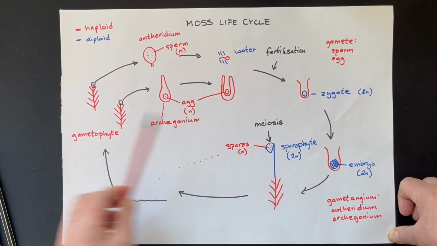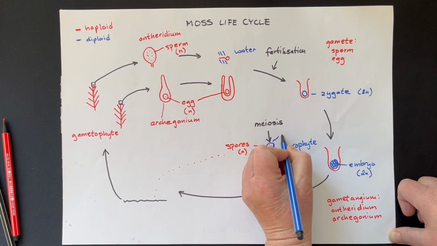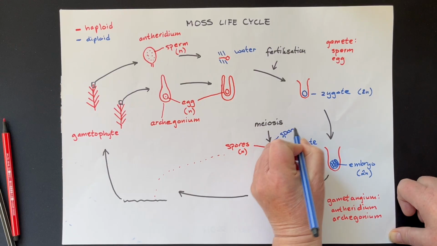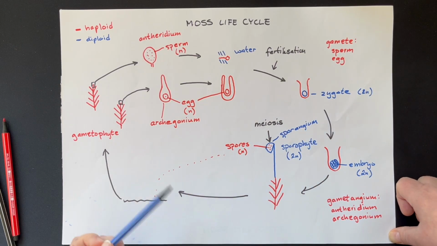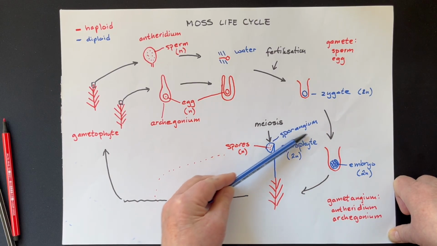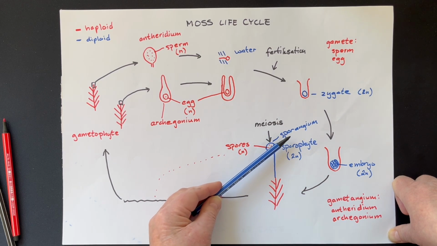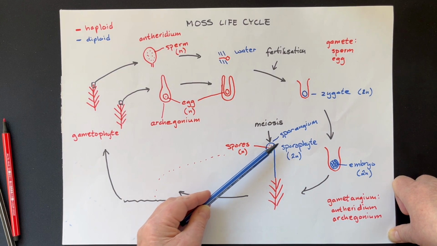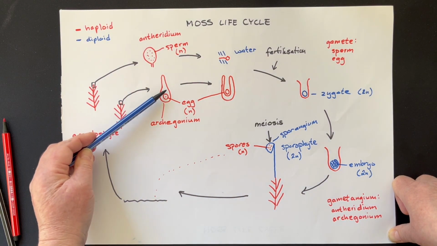This container here, the blue one, the diploid one, on top of the sporophyte, is called a sporangium. So it's the same idea. Angium comes from the Greek word meaning vessel or container, and spore is the spore. So it's the container including the spores. So gametangia and sporangia.